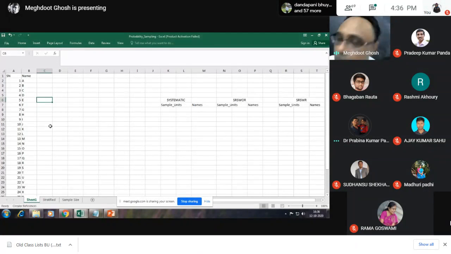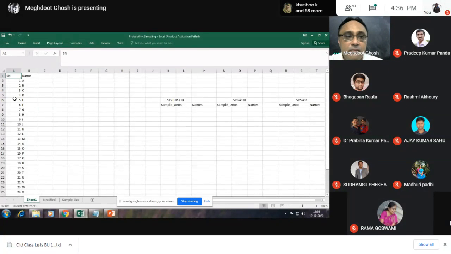Now see, let us first come to this particular Excel. I hope it is visible. Well, first it is the serial number. This is an example of a sample frame.